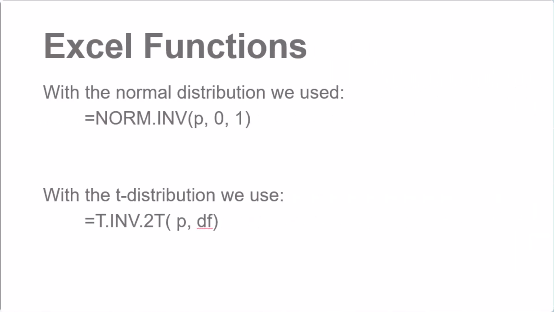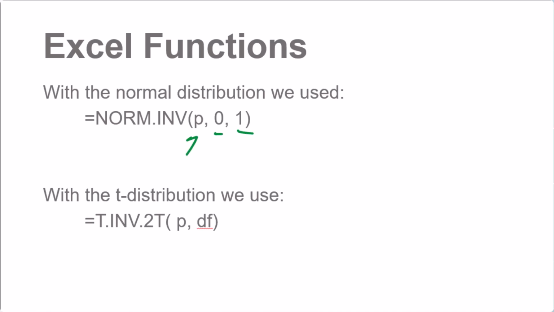If you're doing this with Excel, when we found z star using a normal distribution, we used the norm.inverse function or something similar. With the t distribution, we can use this function t.inv.2t. The normal distribution, we had our mean and standard deviation for the standard normal, 0 and 1.